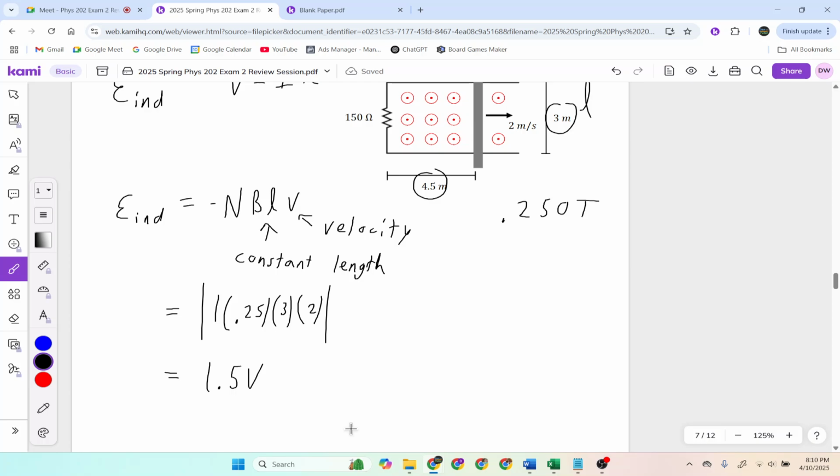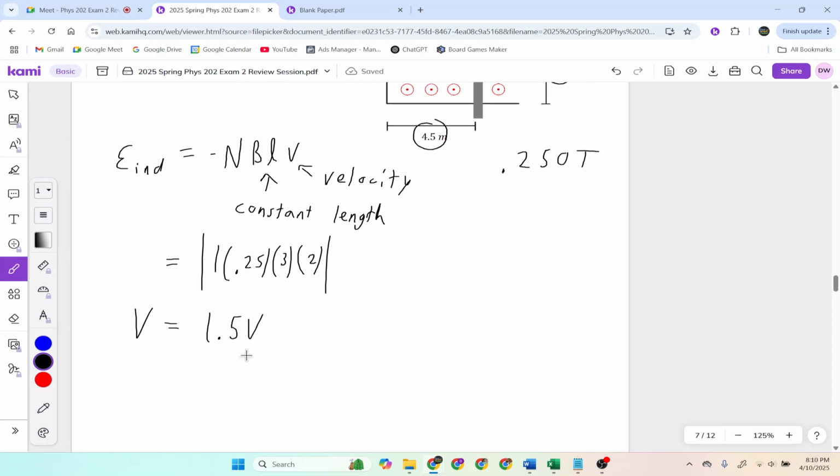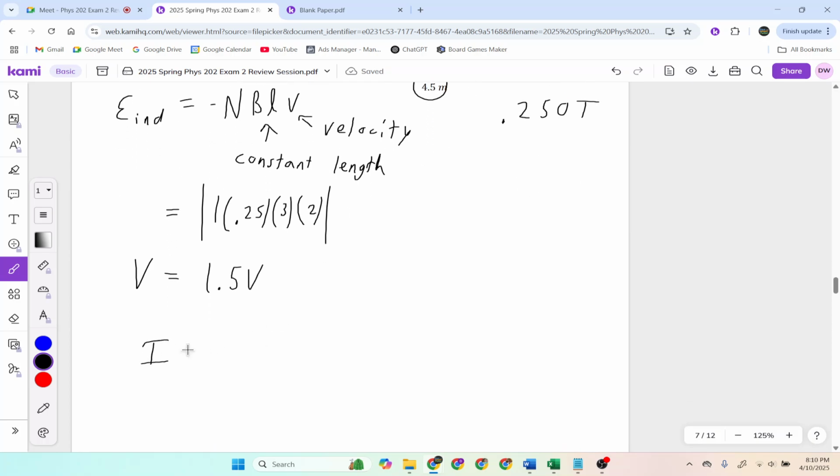Do not circle that answer. That's the voltage or induced EMF, same thing. If you want the current, current equals voltage divided by resistance. So that's going to be 1.5 divided by, it said the resistance was 150 ohms. Plug that in a calculator. 0.01 amps. Any questions? We still have to find direction. I didn't forget.